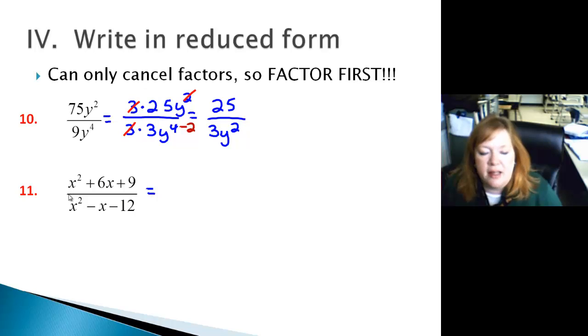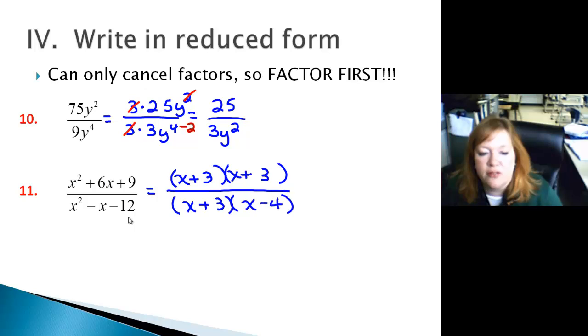This guy, it is very much human nature to start slashing the x squareds and the x's and all that, but you cannot do that. It's not legal. 1 plus 2 over 2 is 3 over 2. It's not 1. So you have to factor everything out first. So x squared plus 6x plus 9 factors to x plus 3 times x plus 3. X squared minus x minus 12 factors to x plus 3 times x minus 4.